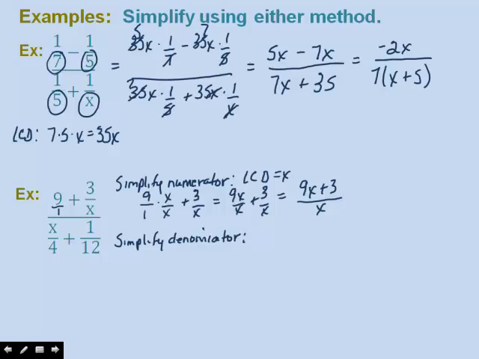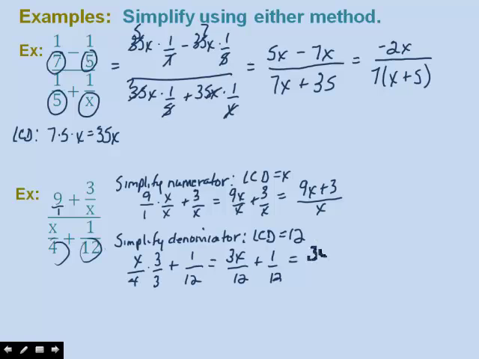Our LCD between x over 4 and 1 over 12 would be 12. If we want to rewrite the x over 4 with the denominator of 12, we would have to multiply the 4 by 3. So we're multiplying both the numerator and denominator times 3. Our second expression doesn't change because it already has 12 for a denominator. So this gives us 3x over 12 plus 1 over 12. Then we can add our numerators and make it 3x plus 1 all over 12.